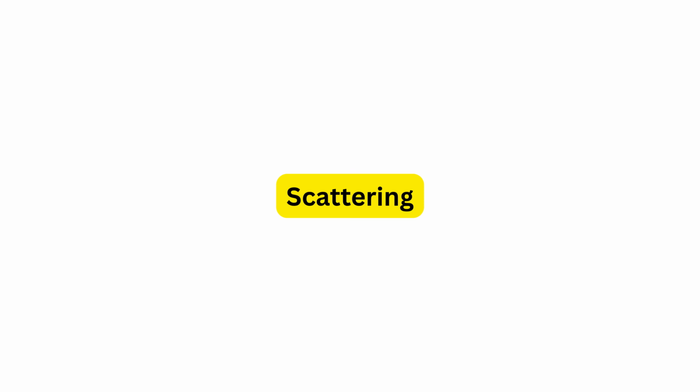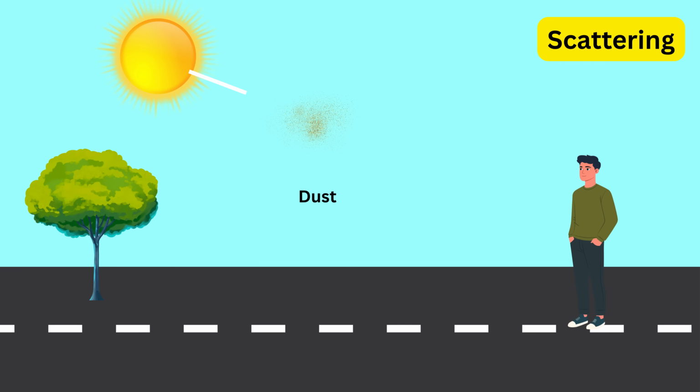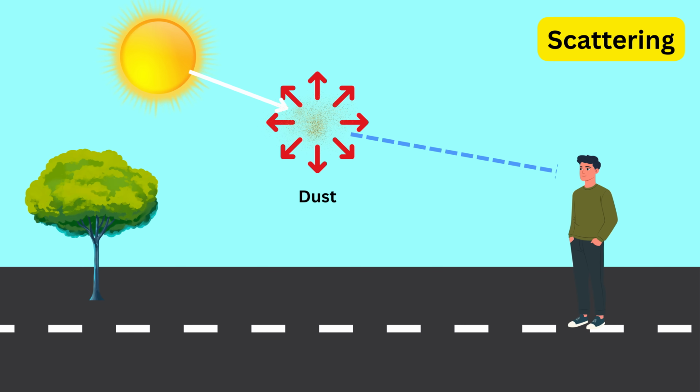Scattering. Scattering happens when light or any wave strikes tiny particles in its path and gets redirected in different directions. It's the reason why the sky looks blue and sunsets appear reddish. When sunlight enters the atmosphere, it meets countless air molecules and dust particles. The shorter wavelengths of light, like blue and violet, get scattered much more than the longer wavelengths, such as red and yellow. Our eyes are more sensitive to blue, so the sky appears blue during the day.